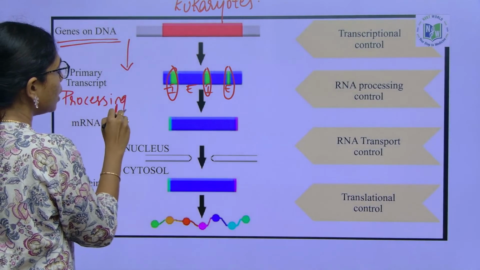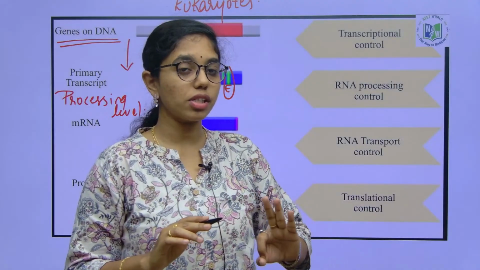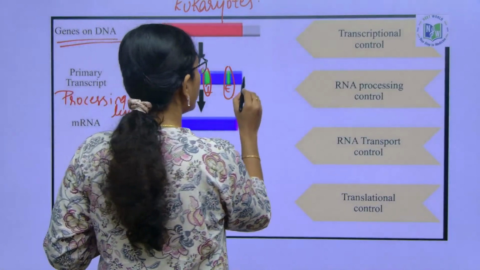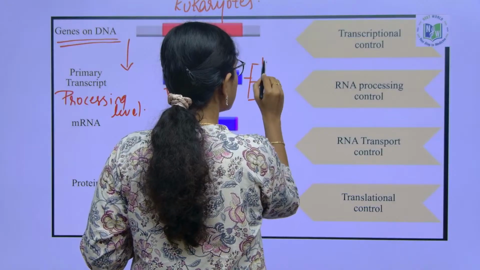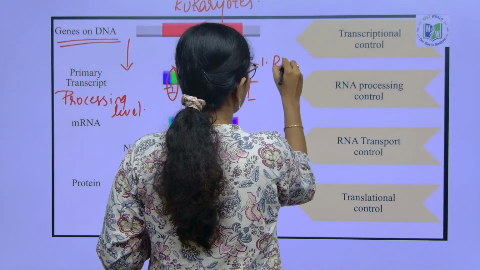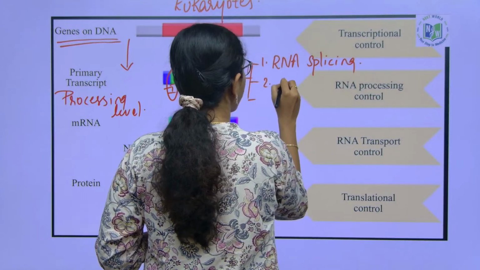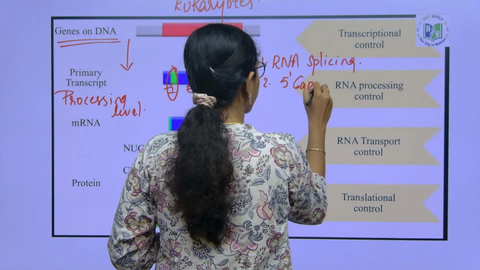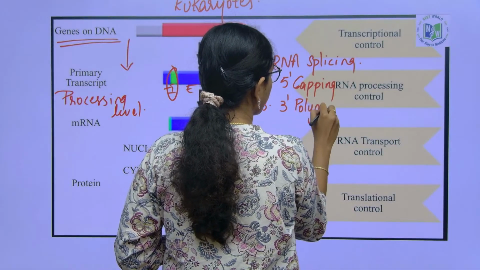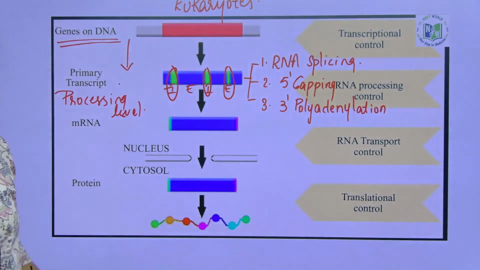What is the processing level? In eukaryotes, inside the nucleus itself, we have three post-transcriptional events where the naive mRNA or the primary transcript is processed. Three steps happen inside the nucleus. First step is splicing, that is RNA splicing. Second, 5' capping. Third, 3' polyadenylation. This is the processing level. Even at this level, the gene can be expressed.